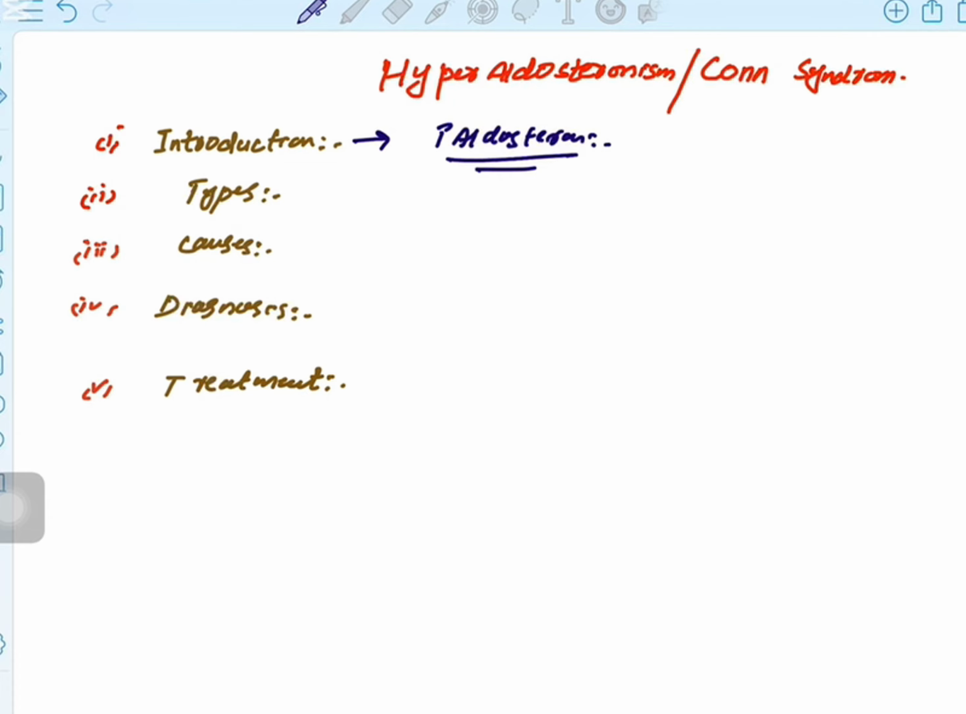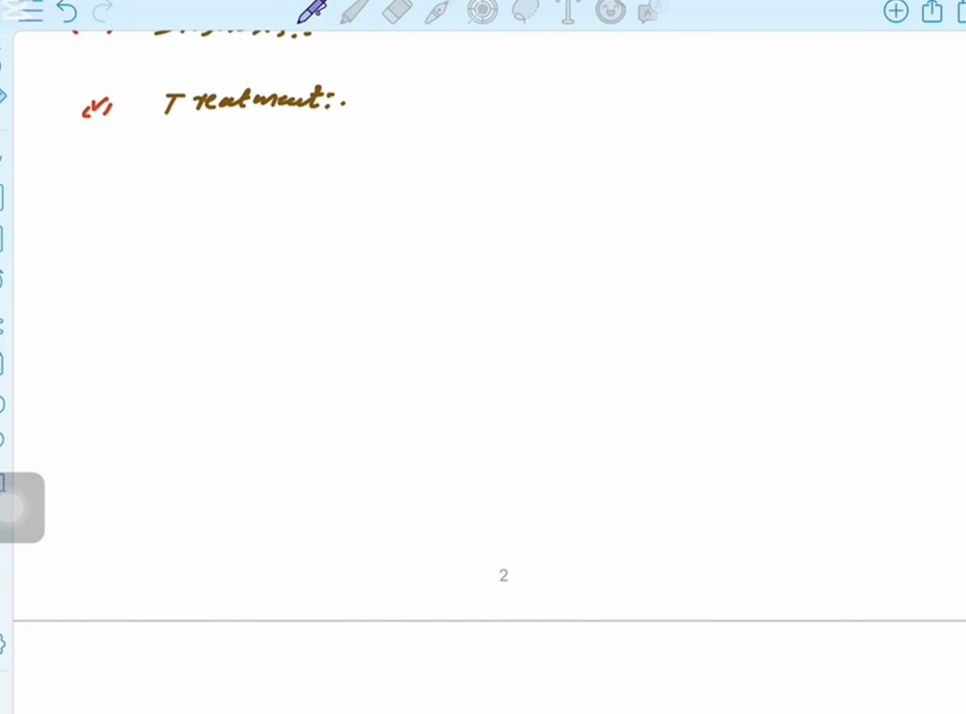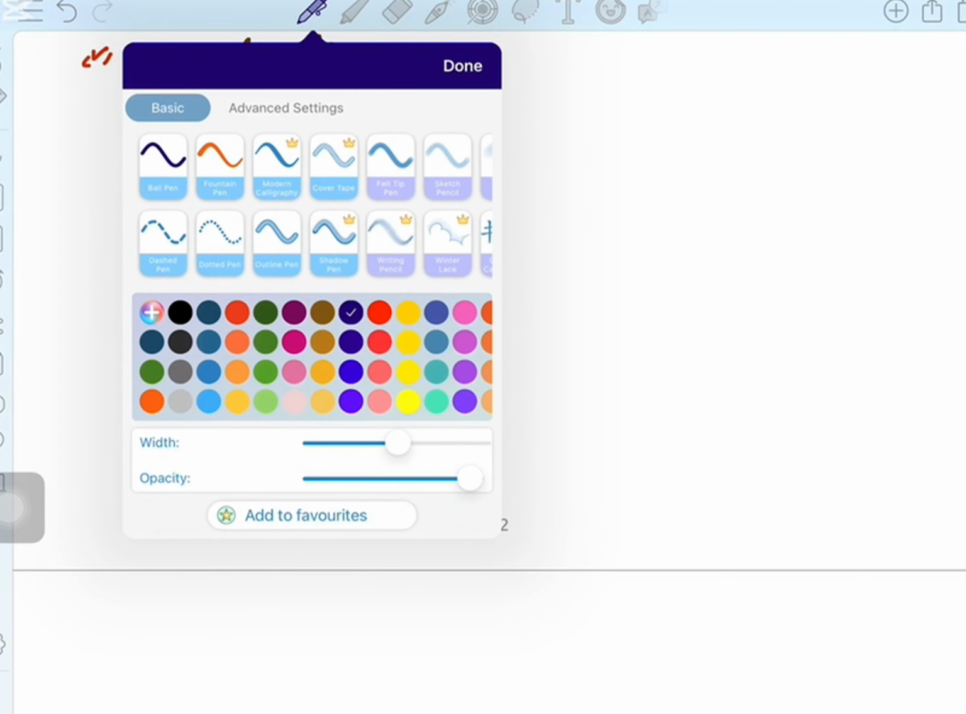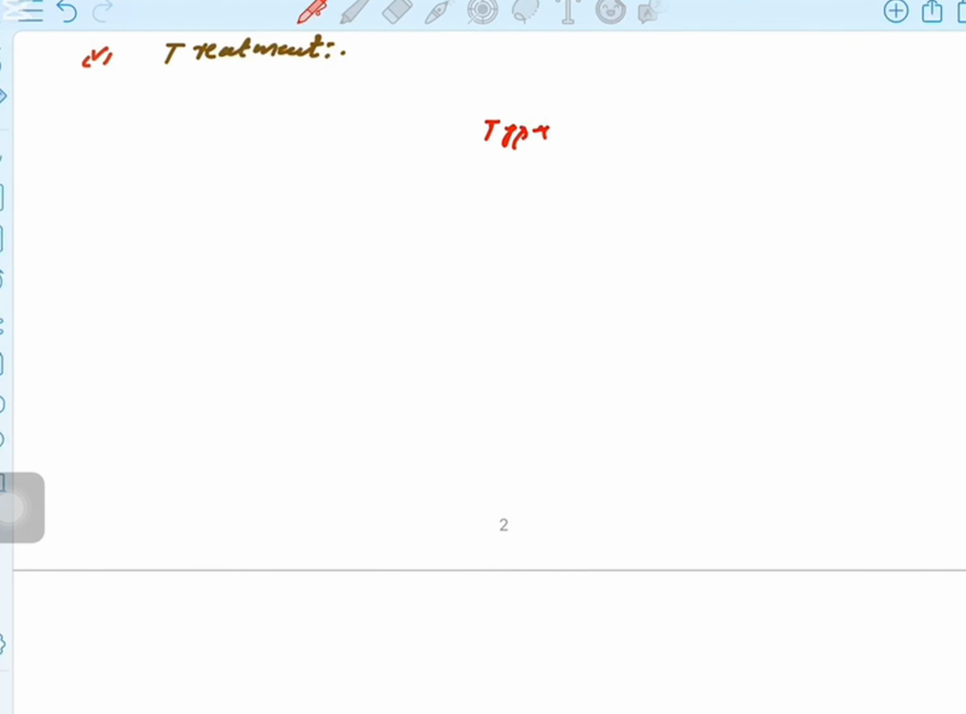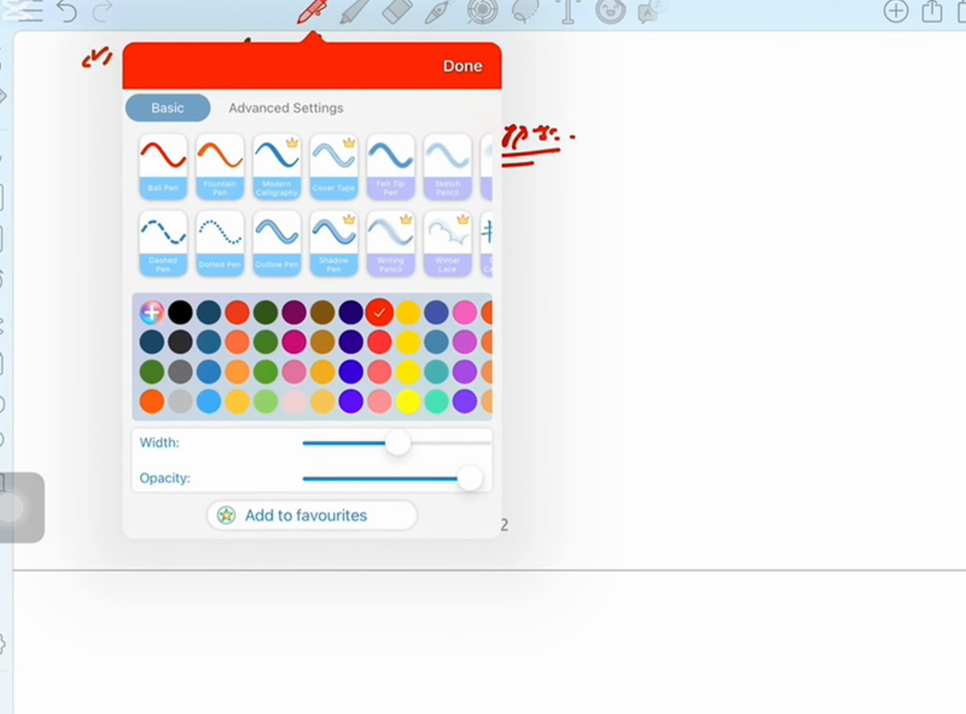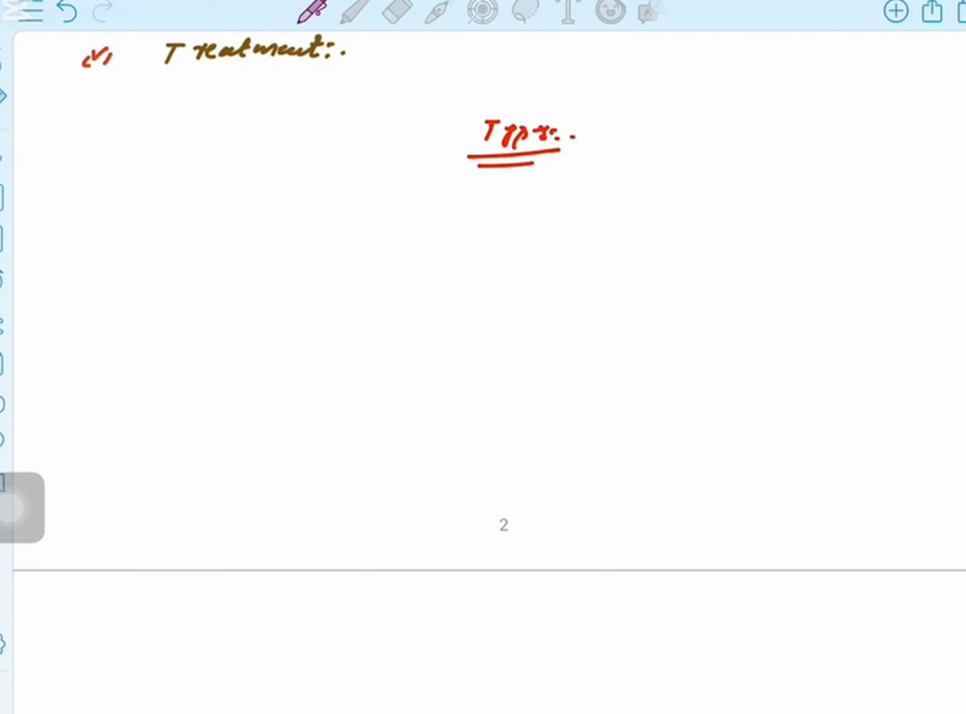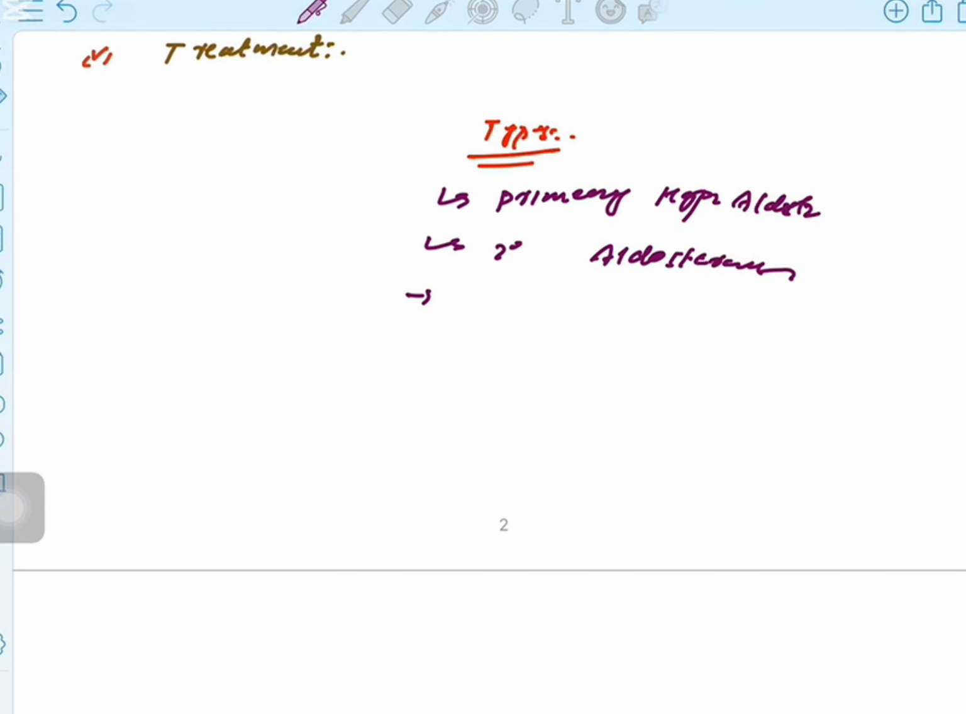Now we will discuss how many types of hyperaldosteronism there are. There are two major types of hyperaldosteronism. One is primary hyperaldosteronism. What is primary hyperaldosteronism? And the other one is secondary hyperaldosteronism. In some books, there is also a third type of hyperaldosteronism, which is named glucocorticoid hyperaldosteronism.